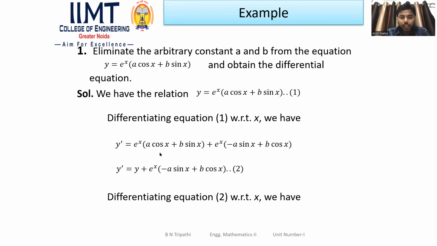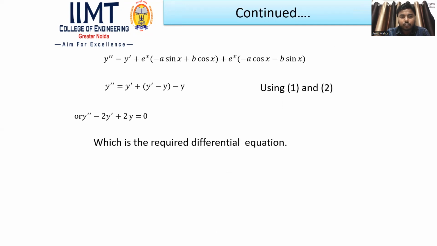So the equation can be written as y' = y + e^x (-a sin x + b cos x). Now differentiate equation 2 again. We get y'' = y' + e^x (-a sin x + b cos x) + e^x (-a cos x - b sin x). So using equations 1 and 2, we get y'' = y' + y' - y. Solving this, we get y'' - 2y' + 2y = 0, which is free from a and b. So this is the required differential equation.